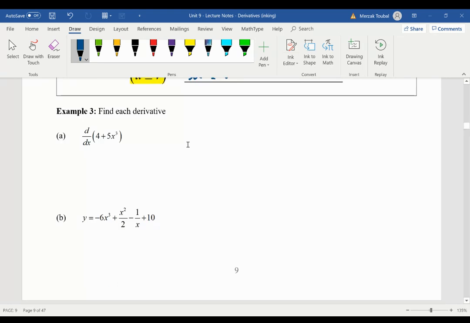Okay, so example 3a, the derivative of 4 plus 5x cubed. Well, it's the same as saying, okay, I want the derivative of 4 plus I want the derivative of 5x cubed. Derivative of 4 is 0 because it's constant, and derivative of 5x cubed, 15, because 3 times 5, 15, x to the power of 3 minus 1, which is 2, which is 15x squared.